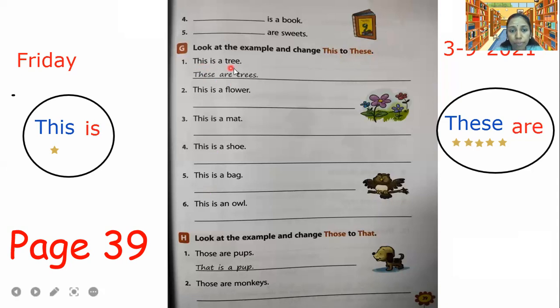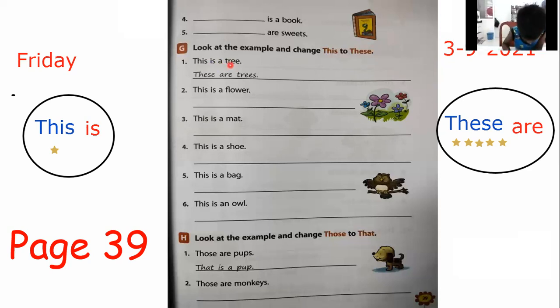Let's look at the example. Teacher is going to read and I want all of you to repeat after me. Say what Teacher Ashvini says. Everybody say, this is a tree. This is a tree. Very good. So children, when you look at this sentence, it is in singular noun because THIS we use for singular, and the word is also we use for singular, and tree means only one tree. So this is a tree.